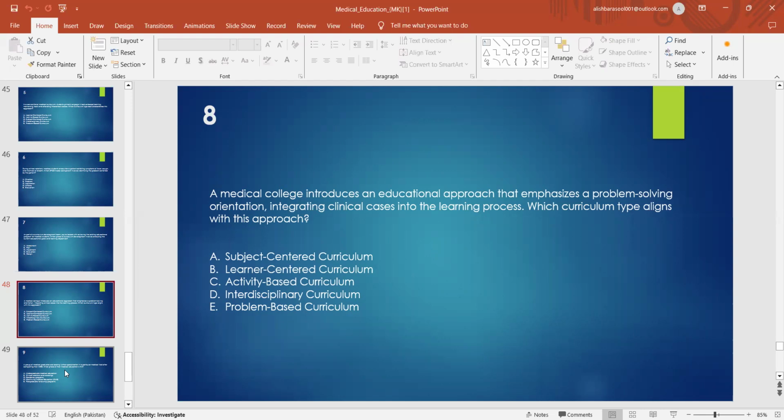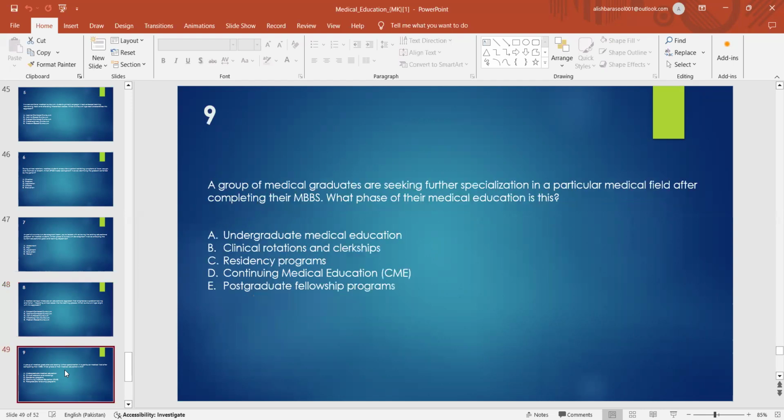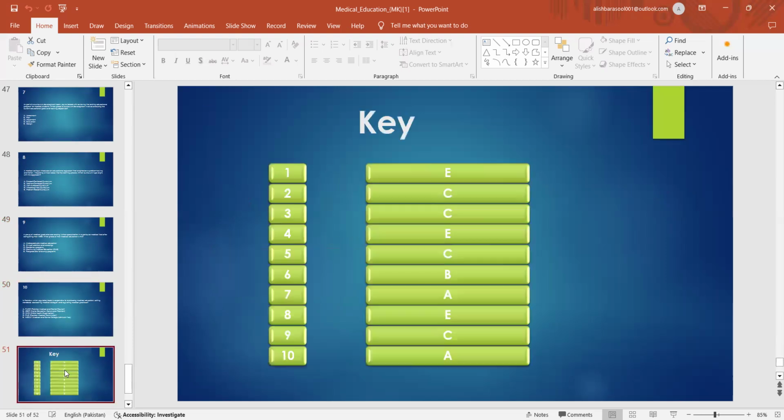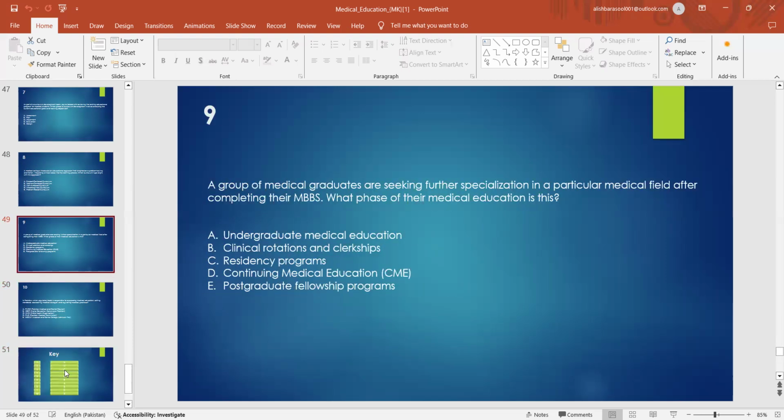E. Is E. A group of medical graduates are seeking further specialization in a particular medical field after completing their MBBS. What phase of their medical education is this? A, undergraduate medical education. B, clinical rotation and clerkship. C, residency programs. D, continuing medical education, or is it E, postgraduate fellowship program? C. It's C, residency program.